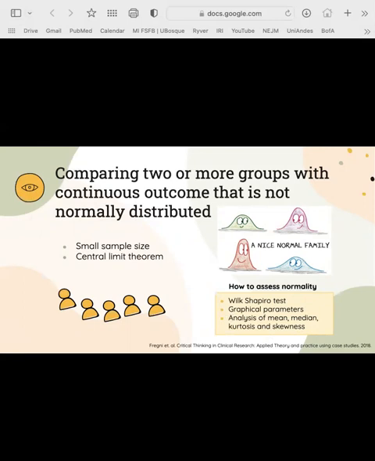For sample sizes that are in the gray zone or in the middle, we can use some other tools to verify if our data is normally distributed, such as the Shapiro-Wilk test, or we can use histograms or the analysis of mean and median.